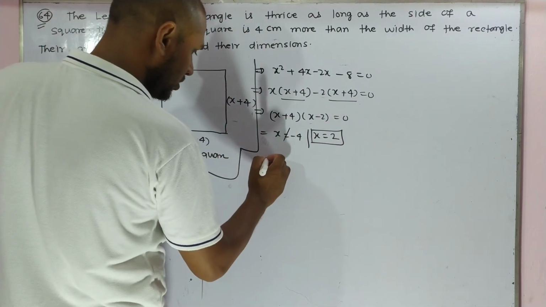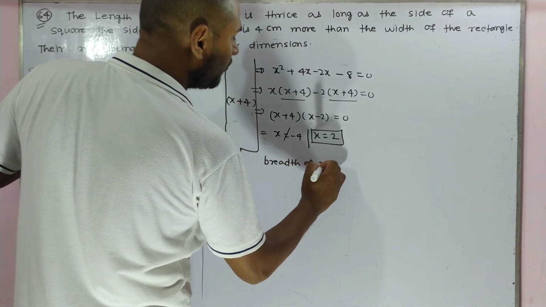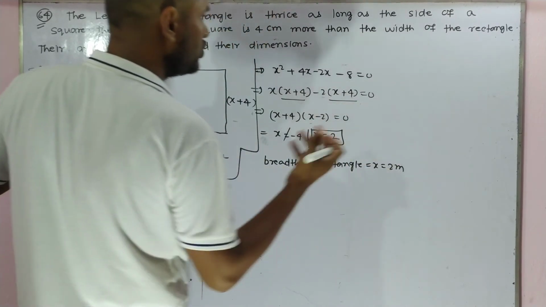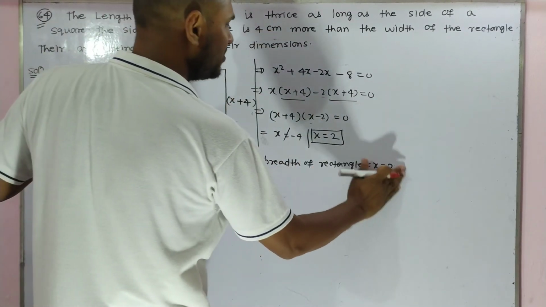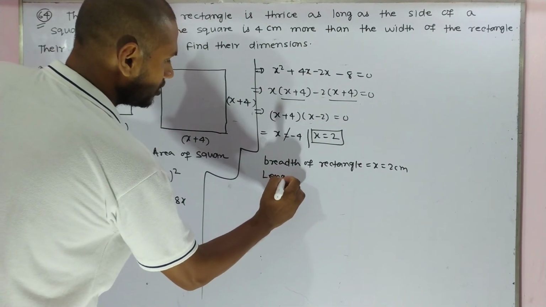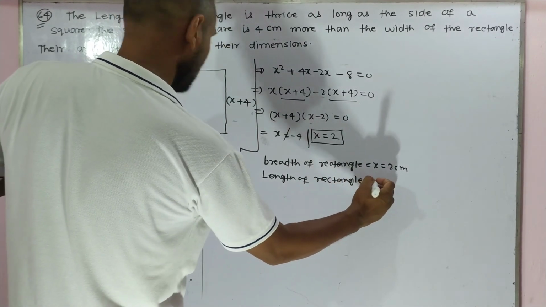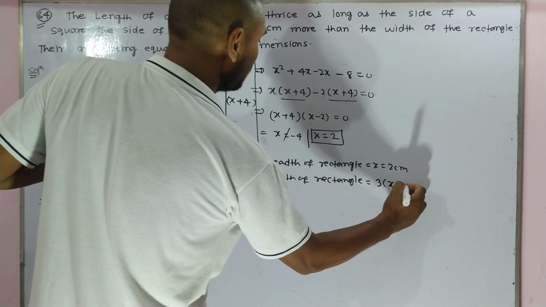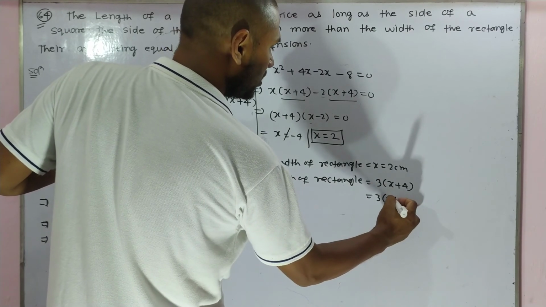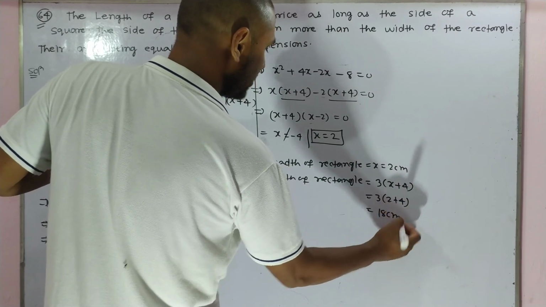So the breadth b of the rectangle is equal to x, which is 2. We have 2 here, and the unit is centimeter, so this one is also centimeter. And the length of the rectangle is equal to 3 into x plus 4, so in place of x you put 2 plus 4, 2 plus 4 is 6, 3 sixes are 18 centimeter.